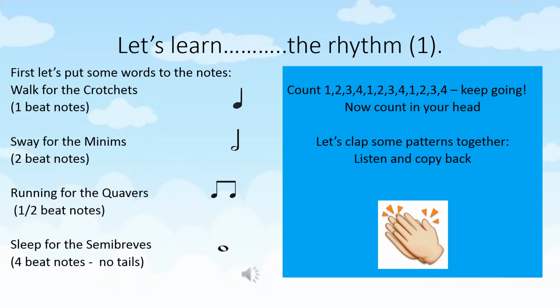Minims are worth 2 beats and the word is sway. Here we go. Sway, sway, sway, sway, sway, sway. Fantastic. Let's have a go at quavers. Word is running. Here we go. Running, running, running, running. Good. Now let's have a go at semibreves.